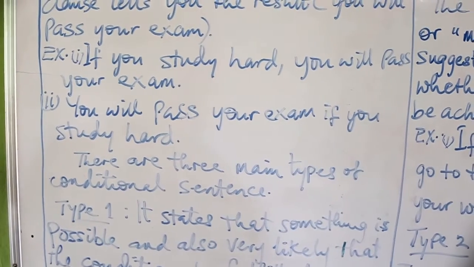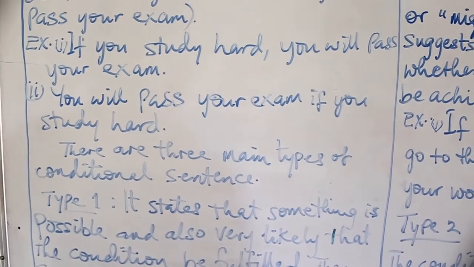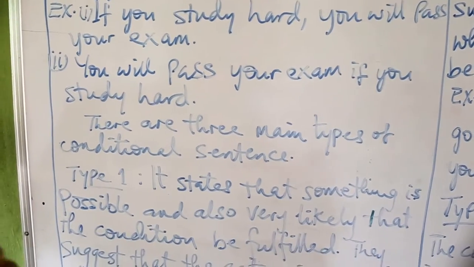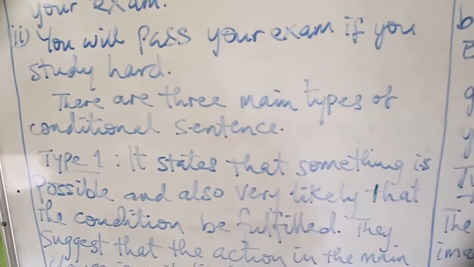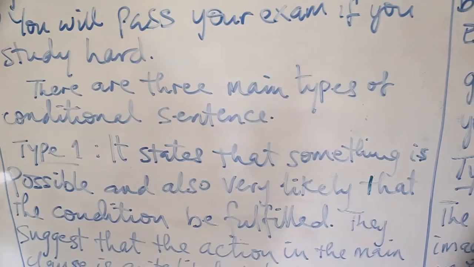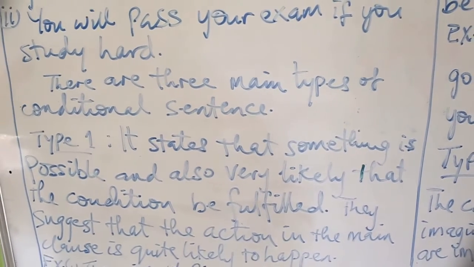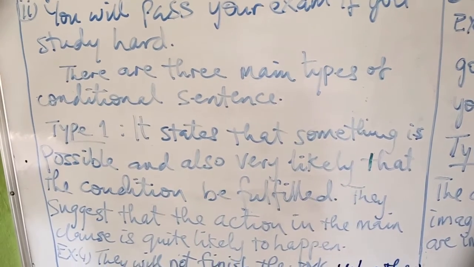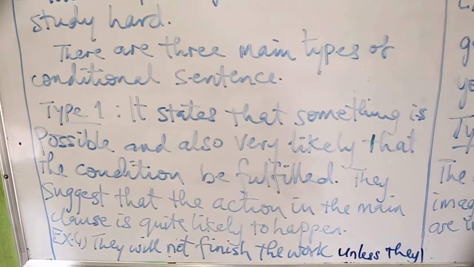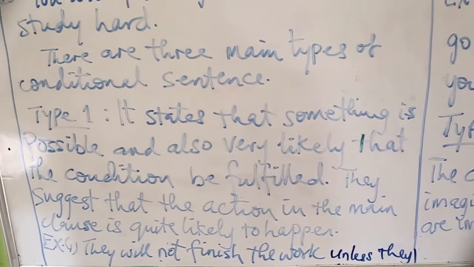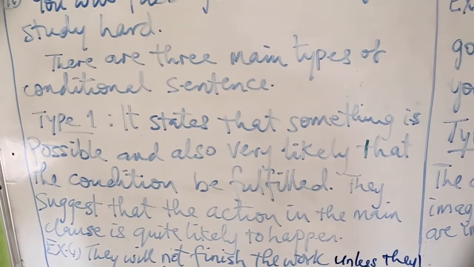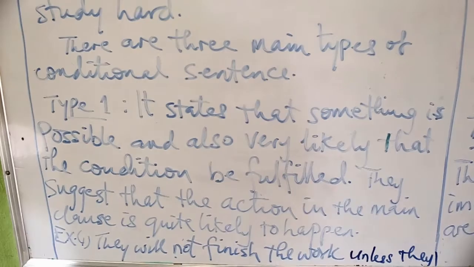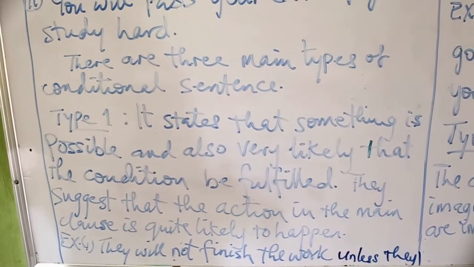There are three types of conditional sentences. Type 1 states that something is possible and also very likely that the condition will be fulfilled. They suggest that the action in the main clause is quite likely to happen.